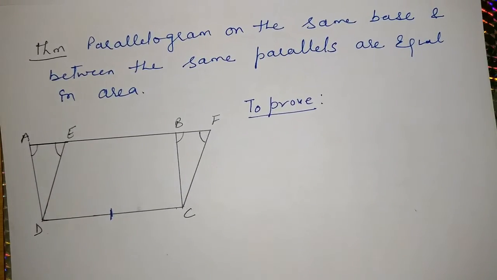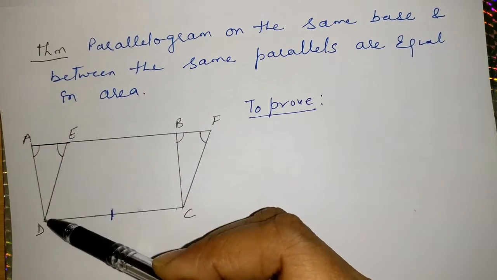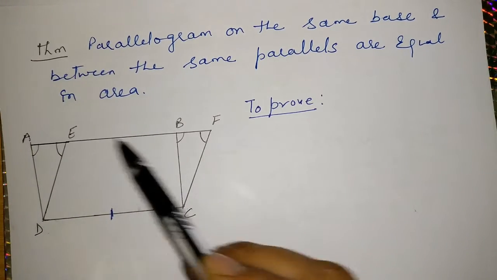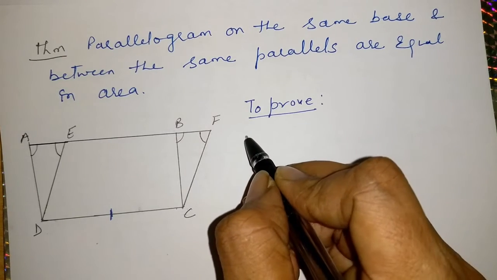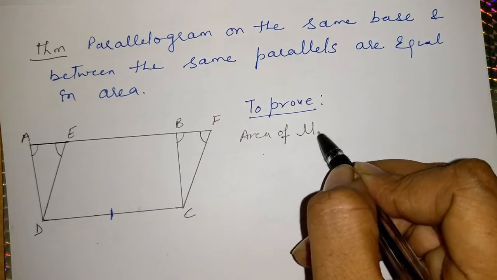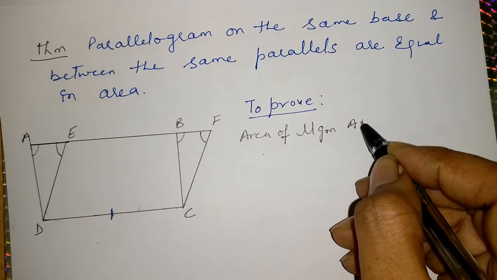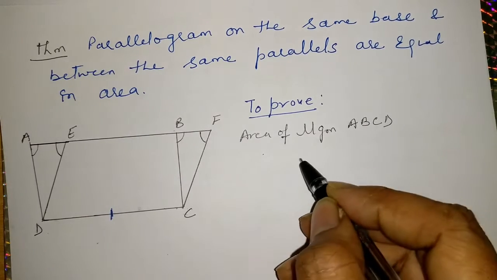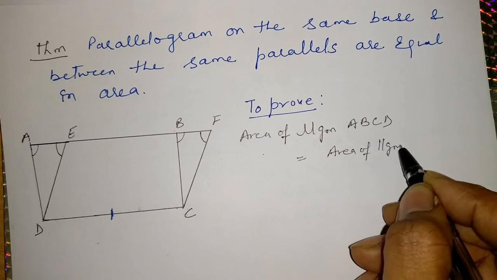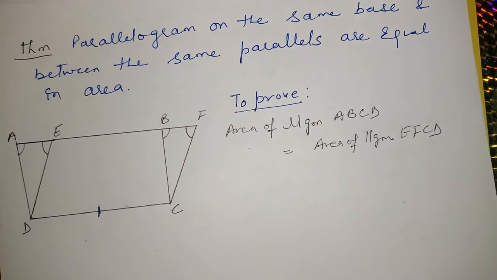So first, the important thing: what to prove, what is our motive. We'll identify the parallelograms. This is ABCD, a parallelogram, and the other parallelogram is EFCD. So to prove: area of parallelogram ABCD is equal to area of parallelogram EFCD. This is what we want to prove.